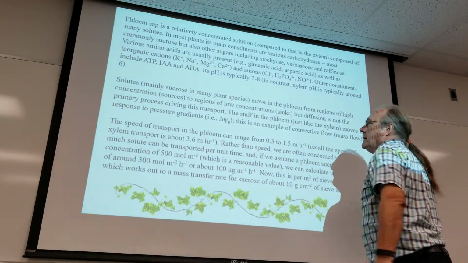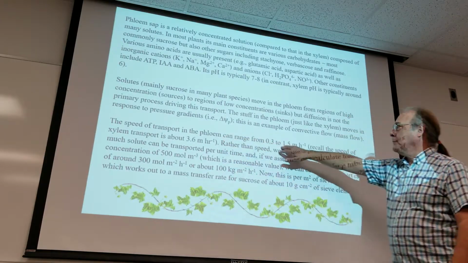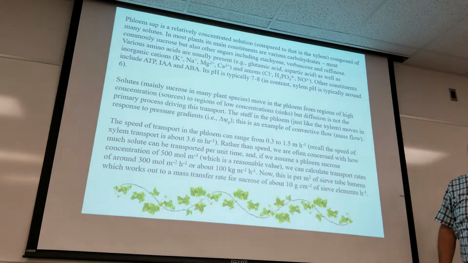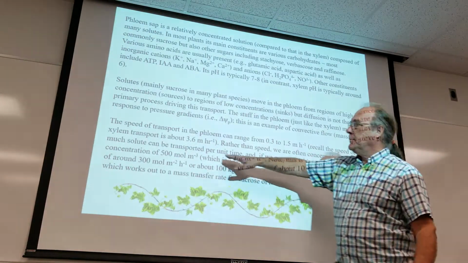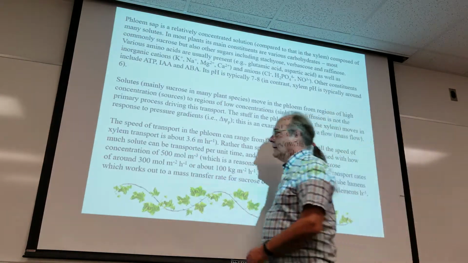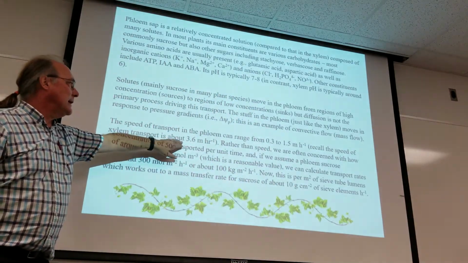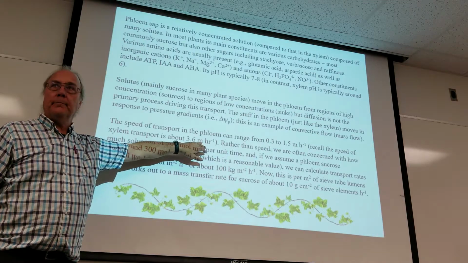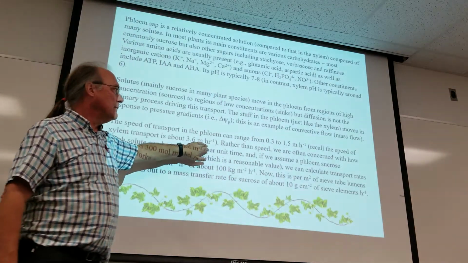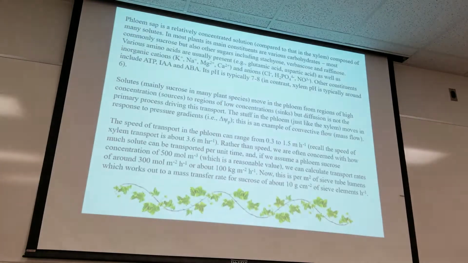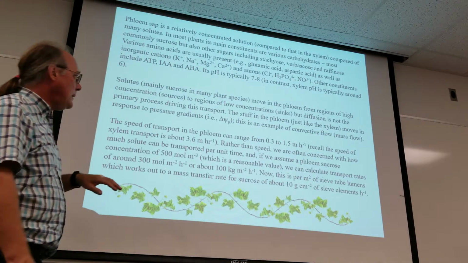All right. How fast can things move? 0.3 to 1.5 meters per hour in the phloem, which is slower than in the xylem. Remember, in the xylem, I put this here because I don't remember, but in the xylem it was about 3 or 4 meters per hour. In the phloem, it's maybe 1.5 meters per hour. So things move slower in the phloem than in the xylem. The fluid moves slower in the phloem than the xylem.